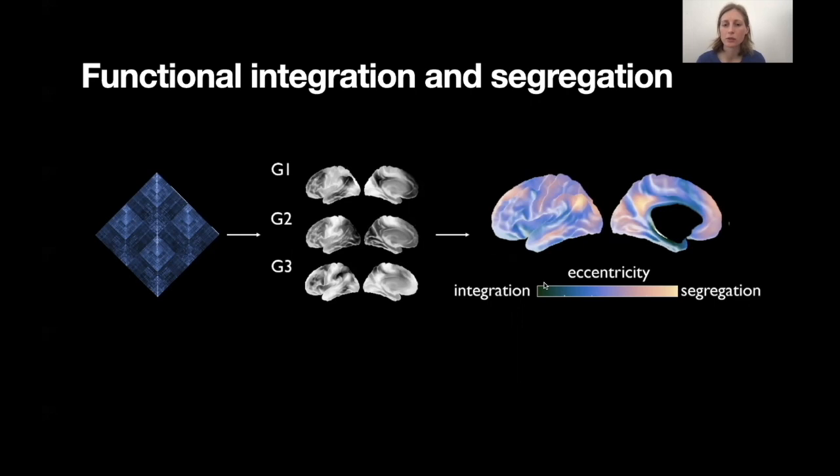You can see that some regions have a high eccentricity, meaning that they are relatively segregated and have a different functional connectivity profile from the rest of the brain. And other regions are relatively integrated, meaning that they're never at the end of the gradient, and they have a more compromised connectivity profile. So they're more similar to other networks, as you see here.